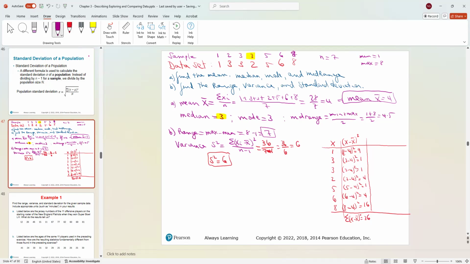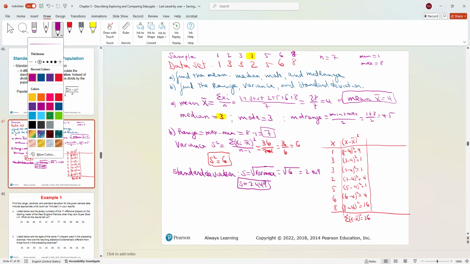Also, they ask you to find the standard deviation. The standard deviation is the square root of the variance. All you need to do with the standard deviation, which we call S, is take the square root of the variance. The variance is not very useful, so we use the variance just to find the standard deviation. The square root of 6 is 2.449. So we know the standard deviation is 2.449.